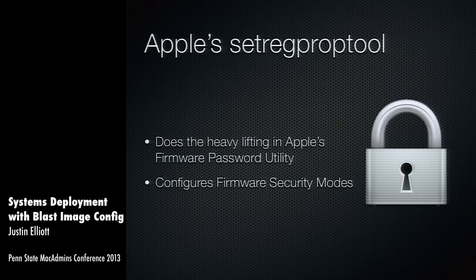Okay, so the setregproptool is a command line binary that's buried in their GUI application. Their GUI application is actually called Firmware Password Utility, I believe, or Firmware Security Utility. It's the utility that Apple doesn't add anywhere except to the macOS installer. It's under the menu option: when you boot up and go to install OS X, you'll see it up at the top. It does all the heavy lifting in Apple's firmware password utility. Surprisingly, if you run it from the command line, it has a very good help dump. They knew that people like us were going to be using it to script and use it for our own needs.